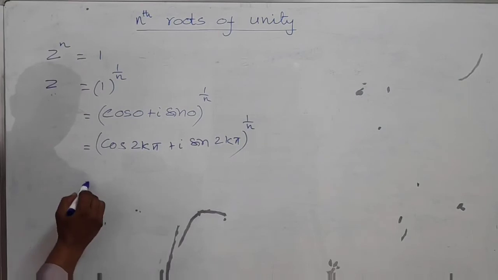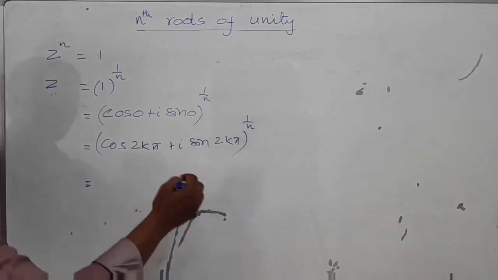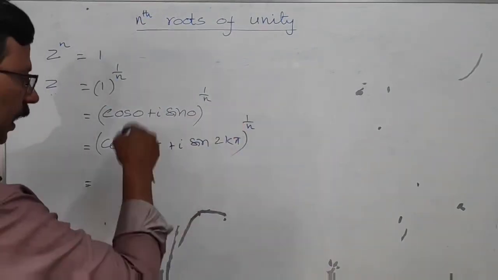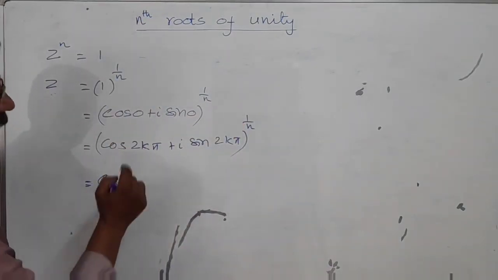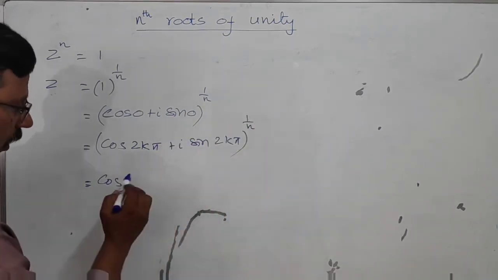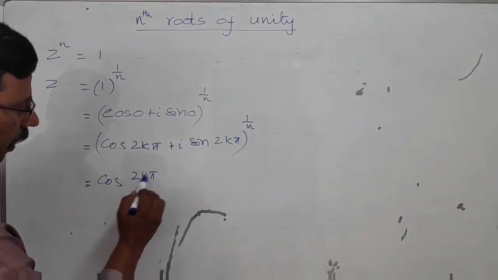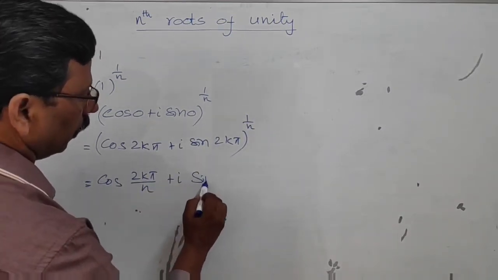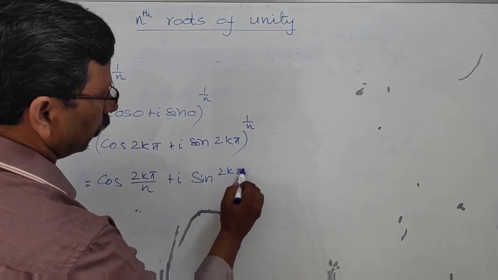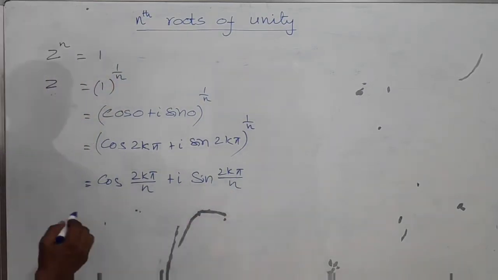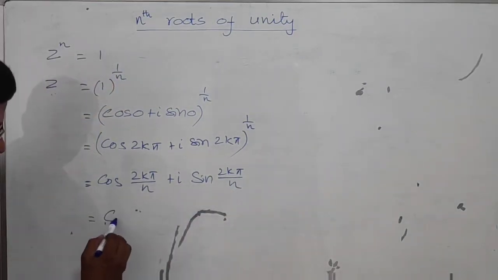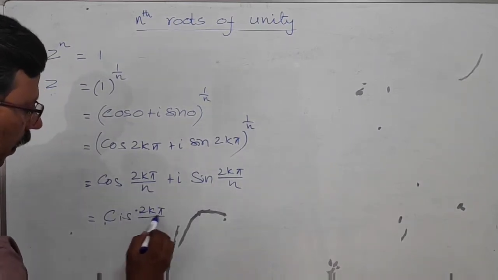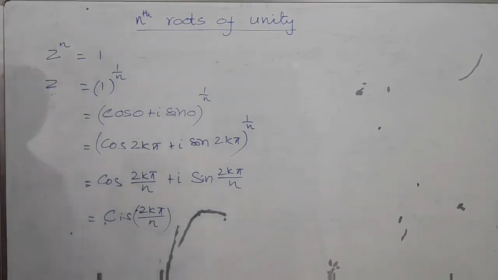Whole power 1 by n, you can see. Now here, after that you can apply De Moivre's theorem. Since it is a rational number, like the previous general case, apply De Moivre's theorem. You can write cos of 2k pi into 1 by n, which is nothing but 2k pi by n, then plus i sin 2k pi by n. Now this can be written in this form, cis 2k pi by n.